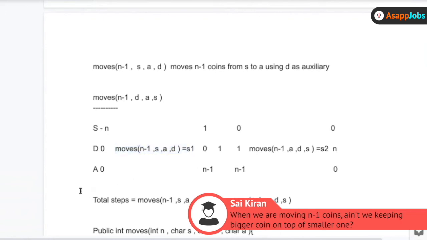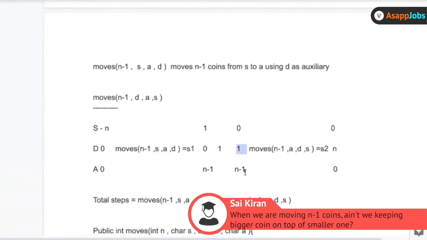I just know that when I tell this move function to move n minus 1 coins from the S to the A, it will do that by following all the constraints, that only a smaller one can be kept at the top of the bigger one. The bigger one cannot be kept at the top of the smaller one. So using all those constraints, it has moved n-1 coins from the S to the D. And now the one that is bigger is left here. I just move it using one step to D.